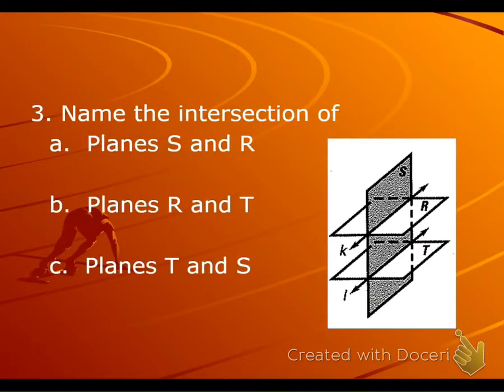Okay. What's the intersection of plane S and plane R? So where do plane S and plane R meet? What is K? Yep, line K. So make sure when you write that out, you have to write the word line. Okay. And then we have planes R and T. So this is plane R, and this is plane T. Where do they intersect?